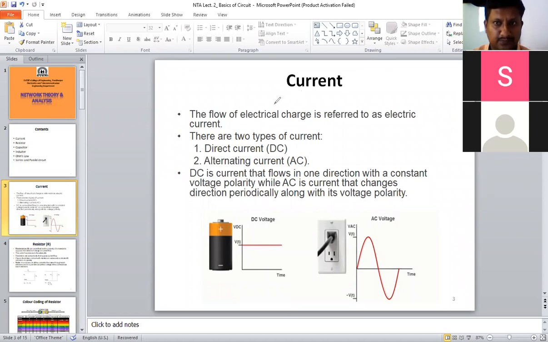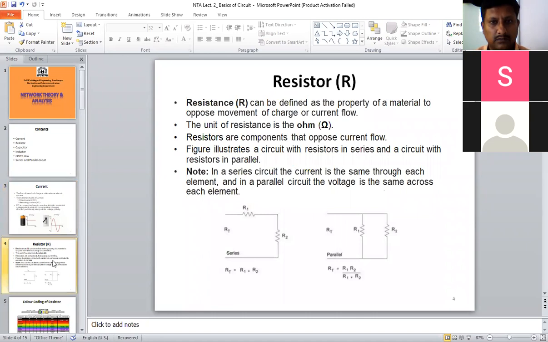Now next one, the resistor. The resistor we used a number of times in 12th science physics. You learn about the resistor in the first year of engineering also. You learn about the BEEE subject. In that, resistor is the basic component of that subject.